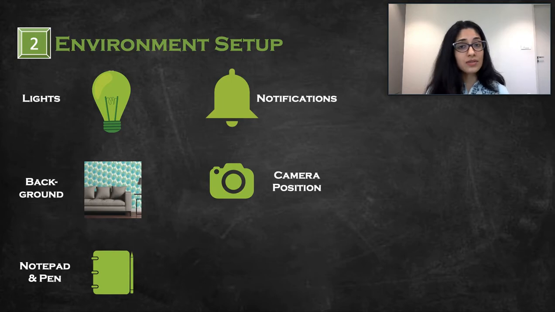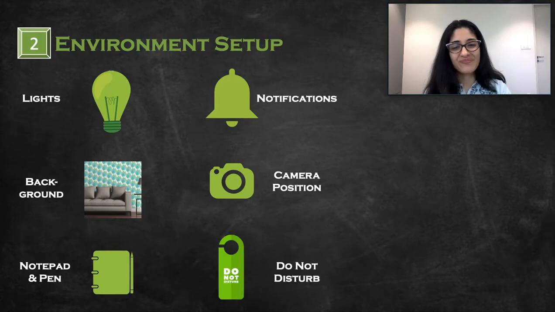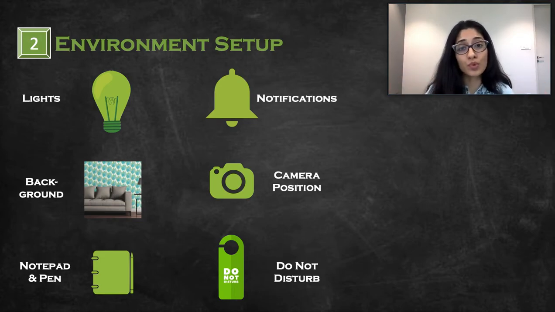Camera position. Now this is very important. Make sure that your camera or your laptop is placed in such a way that the camera is exactly at your eye level and at least at one hand distance from you. And you need to make sure that your environment is in a no disturb mode. What I mean by this is there should be no external noise and it has to be silent enough and there should be no one else in your room who can cause any disturbance.